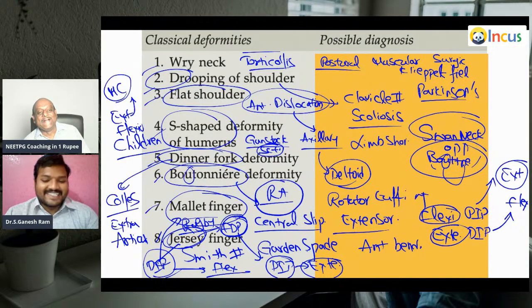Old is always gold, sir. Old is always gold, eh? Yeah. Even with ankylosis of the neck.